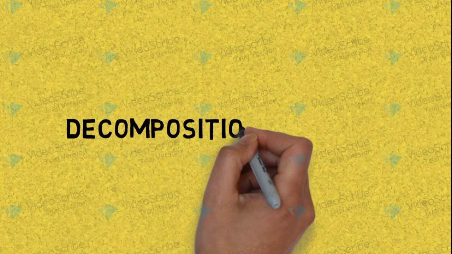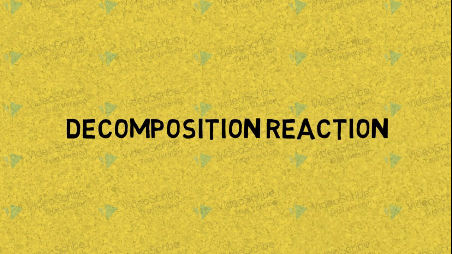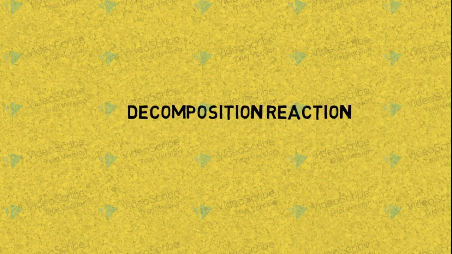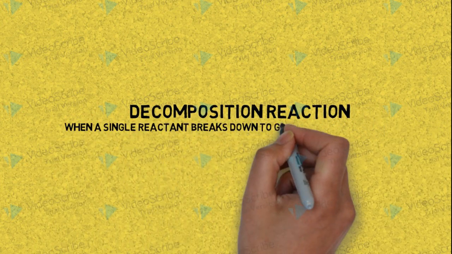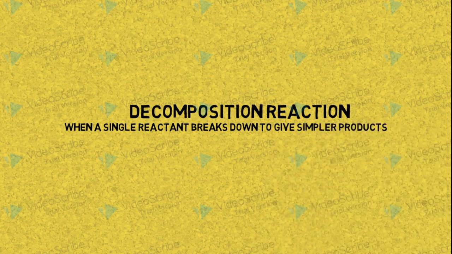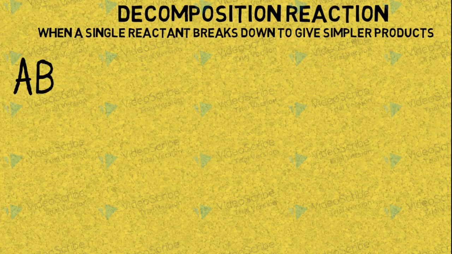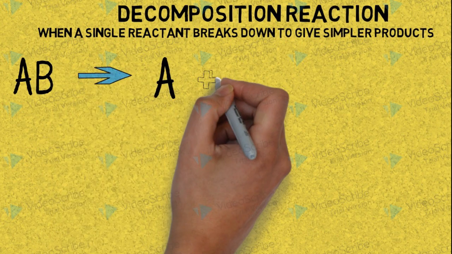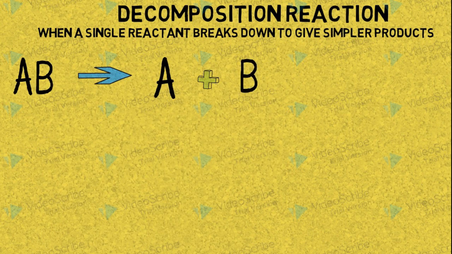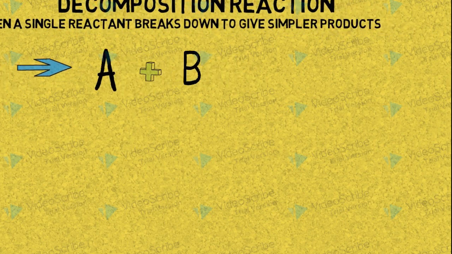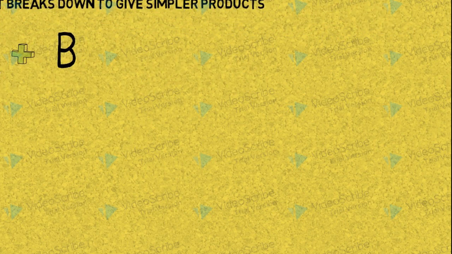Second is decomposition reaction. Decomposition means breakdown. When a single reactant breaks down to give simpler products, we call such a process a decomposition reaction. If AB is a reactant, when heat is provided, it is broken down into two different products, that is A and B. This is a decomposition reaction.